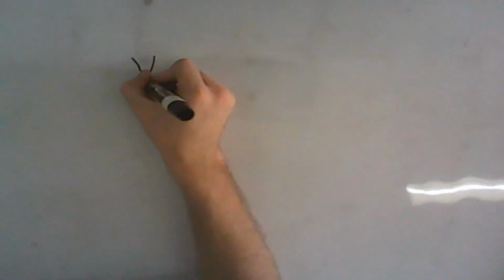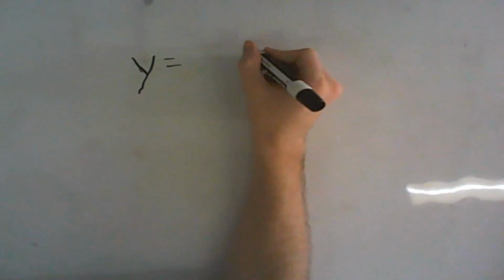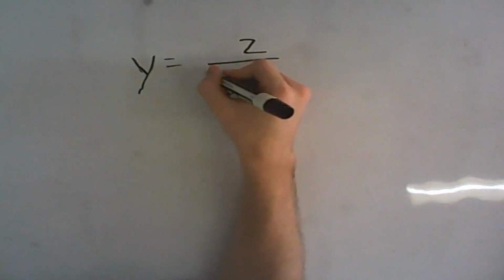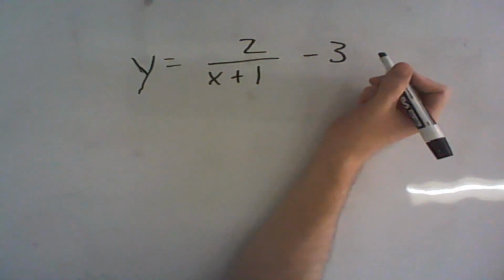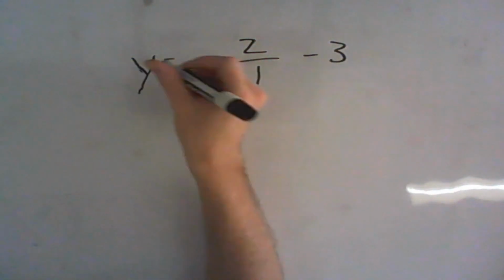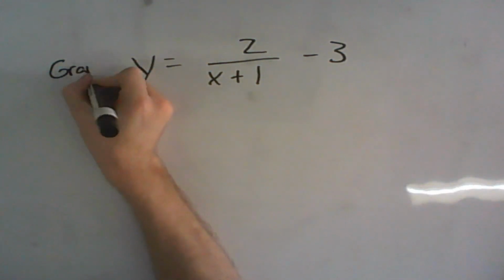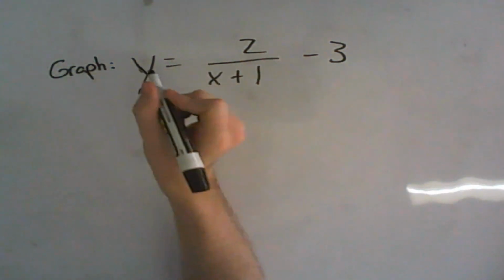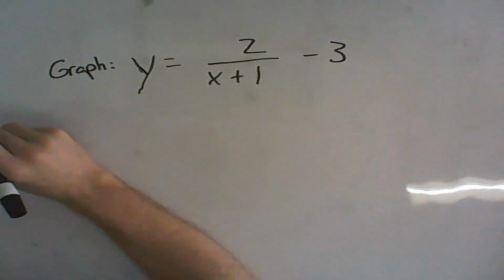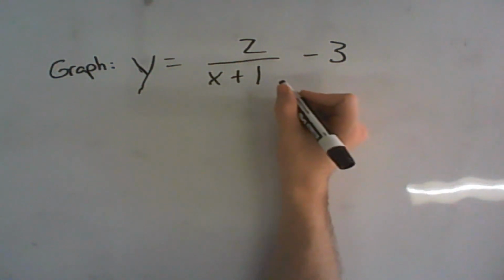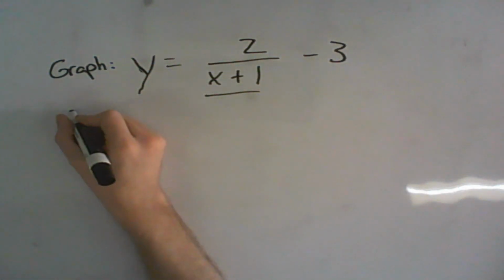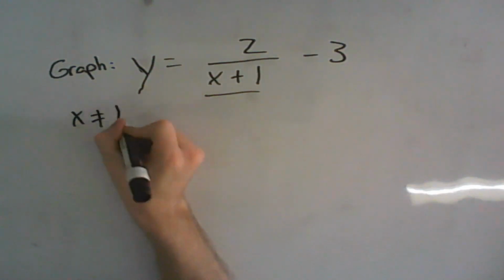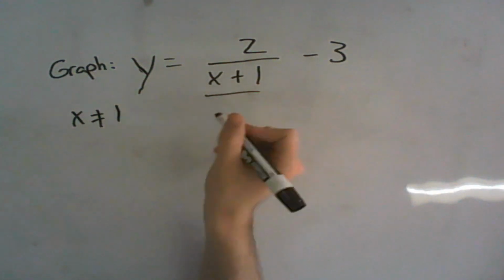So, y equals 2 over x plus 1, and that whole thing minus 3. So what are we doing? We're just graphing this for now. We'll talk about domain and range after. To graph this, we need to know what we cannot equal. So x can't equal 1. Can't plug 1 in here.